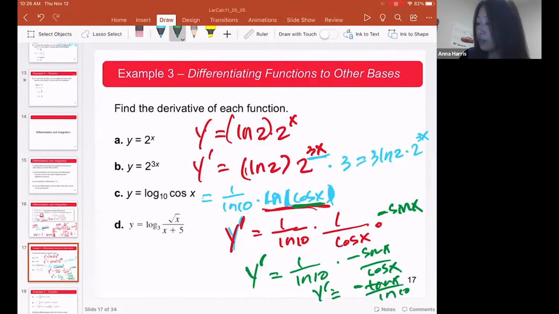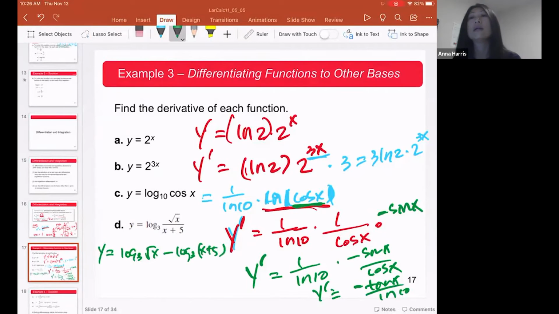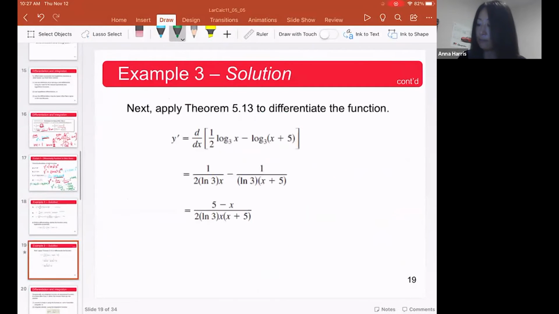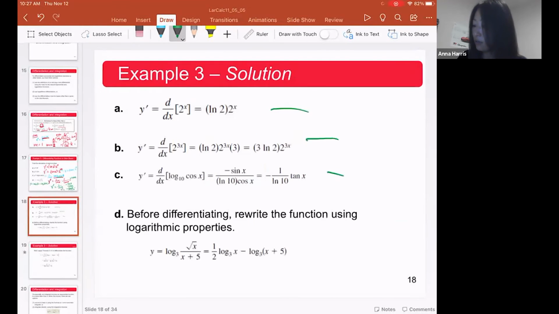All right, the next one, you need to make it into 2 parts. Log base 3 of the square root of x minus log base 3 of x plus 5. And then you're going to take the derivative of that. So we can do that on a different page if you want to. For this problem, we need to make it into 2 parts. So I'm going to rewrite this problem. The square root of x is the same as x to the 1/2. So log base 3 of x to the 1/2 is the same as 1/2 log base 3 of x. So that's where you get that.